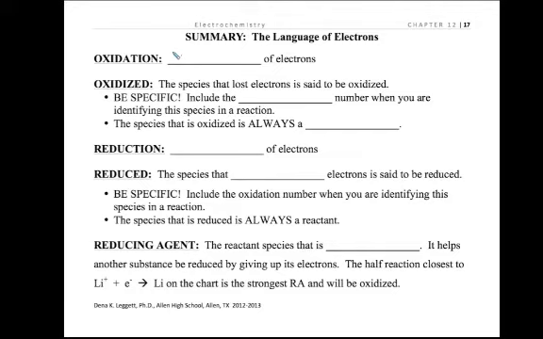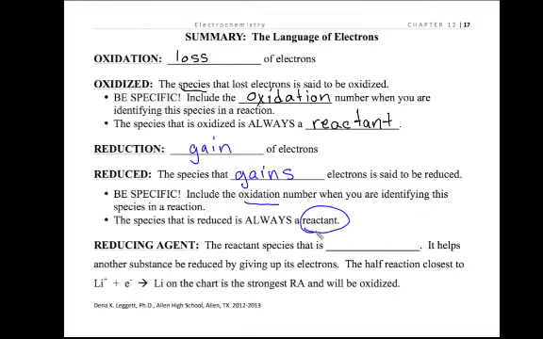Oxidation. Oxidation is loss of electrons. The species that is oxidized is always a reactant species. And be very specific. Include your oxidation number when you're identifying the substance. Reduction is the gain. Remember, OIL RIG: oxidation is loss, reduction is gain. This is the species that gains electrons, is said to be reduced. Again, be specific. Include that oxidation number. And remember, we're talking about reactants here.